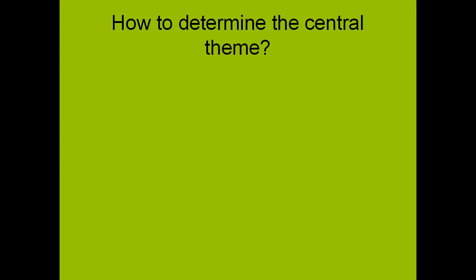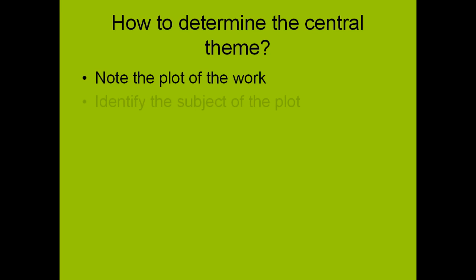Next, the question is how to determine the central theme of a passage. For that, first of all we have to note the plot of the work. The plot gives us the idea of the main theme of the passage. Next is identify the subject of the plot. What the subject of the plot is, how the plot is described. These are the main things that will lead you to the central theme or idea.